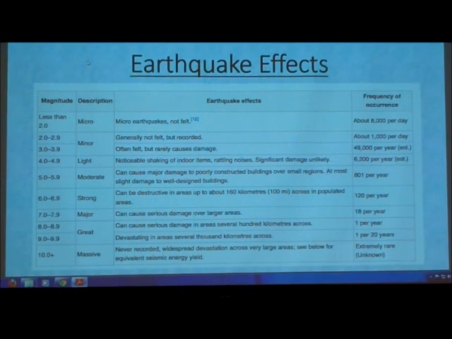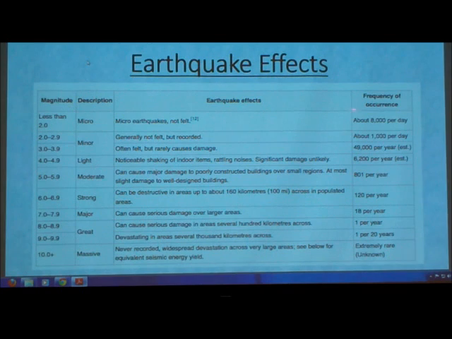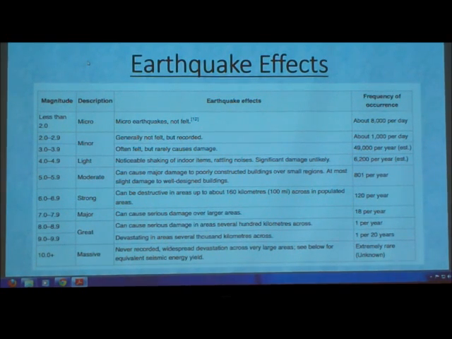This right here is a Richter scale that measures the magnitude of an earthquake from 0 to 10. As you can see, if it's from 0 to 2, it's a micro earthquake, and we have about 8,000 of those happening per day, because you're generally not going to feel those. And when you get to about 5 to 6, you have about 800 occurring a year, and they're going to be moderate. But once you get to 10, these are massive and have never been recorded so far. And they are extremely rare since they haven't happened.